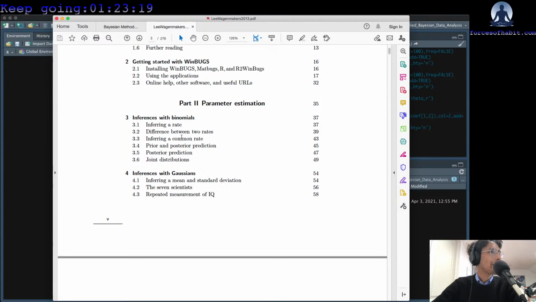We had information about the number of successes, right? We didn't have information about n or the underlying parameter theta.